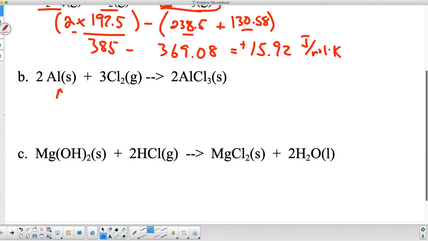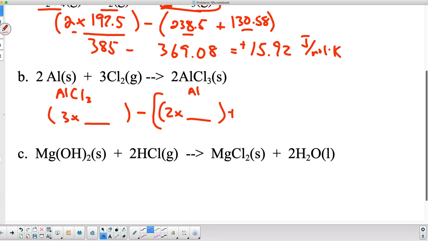So make sure that when you're doing this, you're taking the products, AlCl3, times whatever you get for that, minus, and then you're going to put 2 times, this is for Al, plus 3 times, this is for Cl2. Add those all together, and then you take whatever you get here minus here, and that equals the answer. Okay, so follow my procedure for A, and you should be able to get all of these exactly the same way.